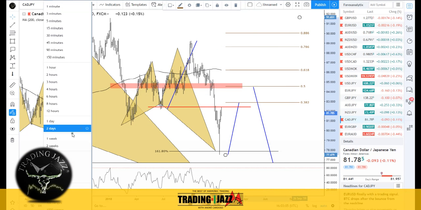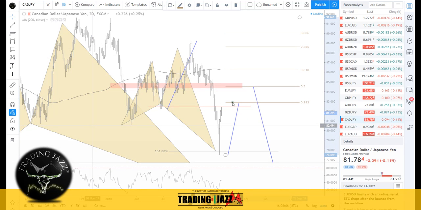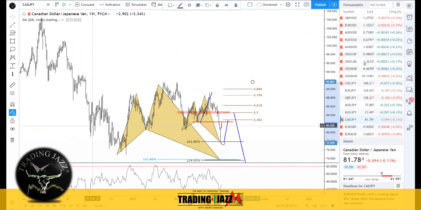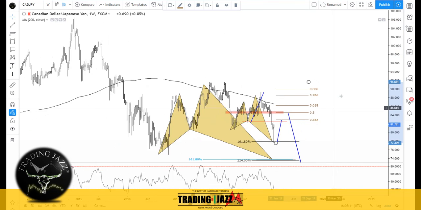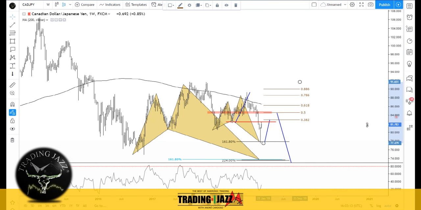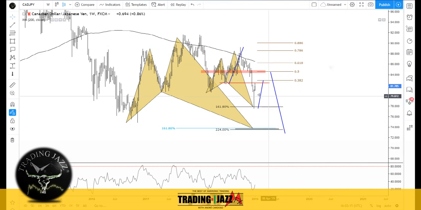On a weekly time frame, I was expecting, and I still do, because this is not invalidating my idea, to see Canadian versus yen trading lower. This weekly weak candle, the week from this candle may represent some more bullish momentum.